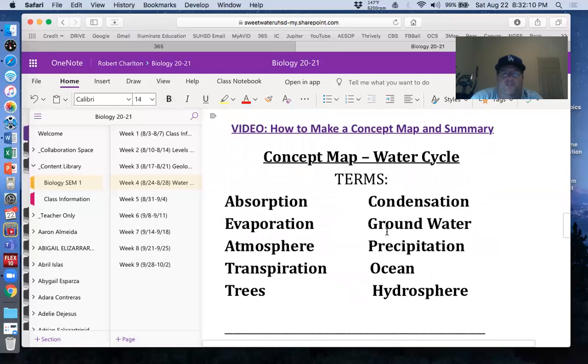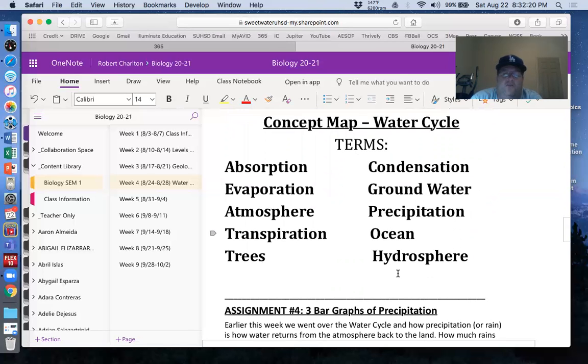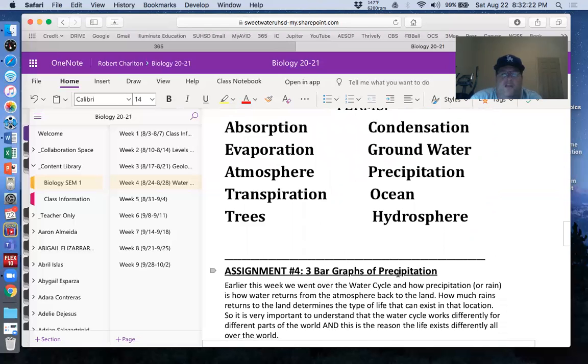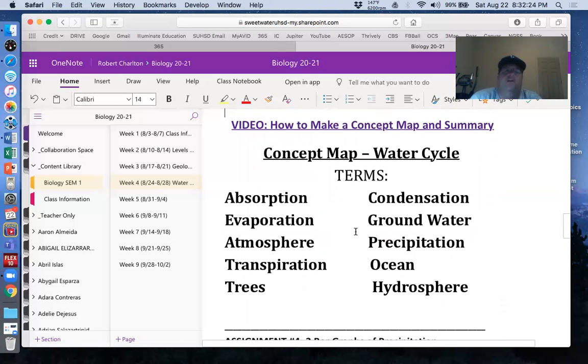And here are your words. They're all related to the water cycle: absorption, condensation, evaporation, groundwater, atmosphere, precipitation, transpiration, ocean, trees, and hydrosphere. You probably know a couple of those already. All right, so make that concept map and then write the summary that goes with that concept map. Remember, there's 2 parts to a concept map. Again, if you don't know how to do it, there's a video that shows you how to do it. Turn it into Jupiter, both the map and the summary.